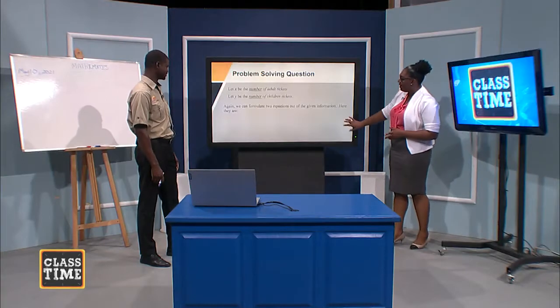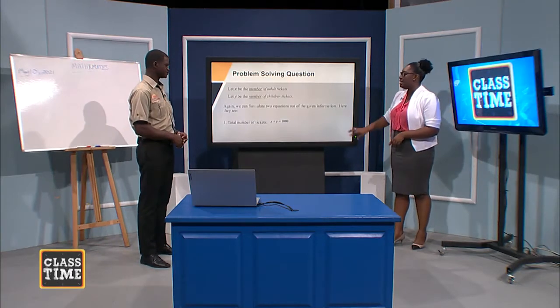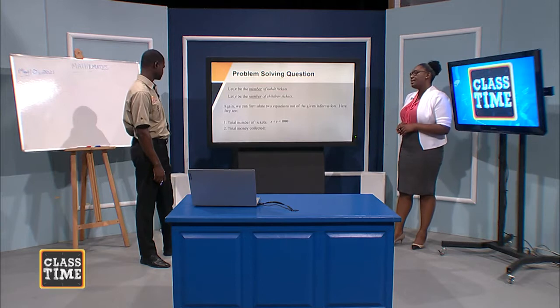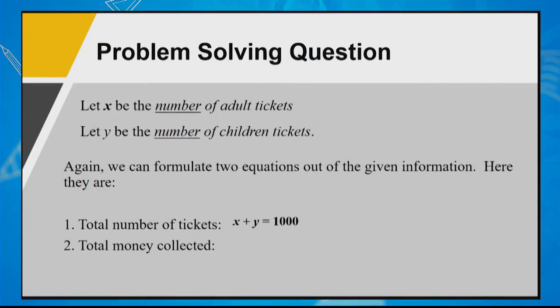So the total number of tickets: we have X plus Y is equal to 1,000. So we know that there's a total of 1,000 tickets. Part 2, the total money collected. We sold some tickets to both adults and children, and that equated to $7,300. So the adult tickets were $8.50, which is why we have 8.5x, plus the children tickets were $4.50, which is the reason why we have 4.5y.